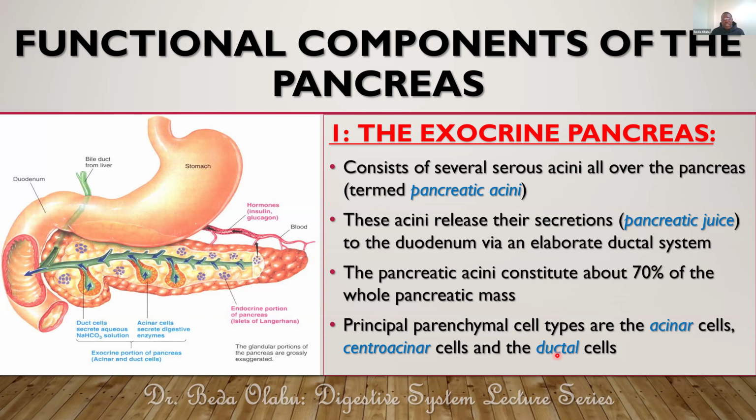Then we have the ductal cells. The ductal cells are the cells that line the ducts, the rest of the ducts other than the central acinar. These ductal cells are the ones which are largely helpful in secretion of bicarbonate-rich fluid. So the water component that has a lot of bicarbonate will largely come from the ductal cells. And the secretions that are rich in digestive enzymes will largely come from the acinar cells.